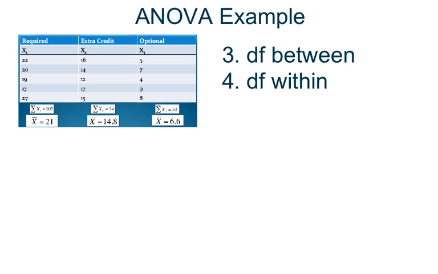Now finally something very easily. We have to calculate the degrees of freedom between and within, the 2 components of variance that we've calculated so far. Remember, this is just the bottom part of the variance formula where we typically divide by n minus 1. So between groups, degrees of freedom between is simply k minus 1. There are 1, 2, 3 groups, so 3 minus 1 equals 2.